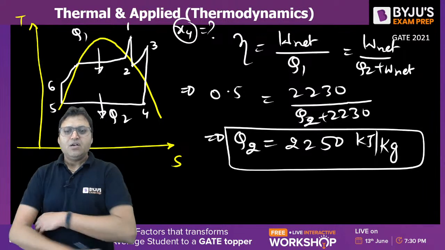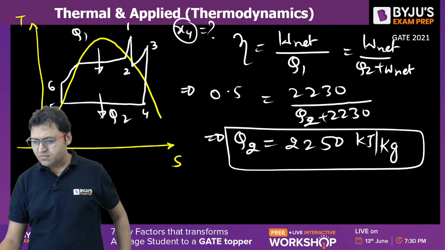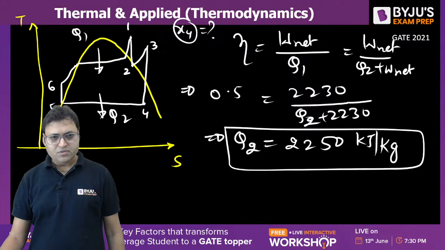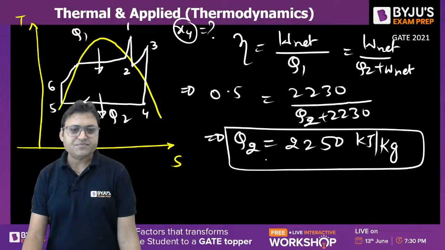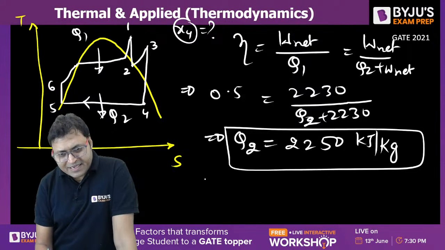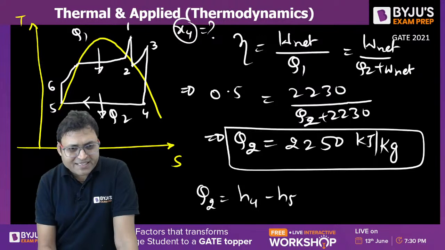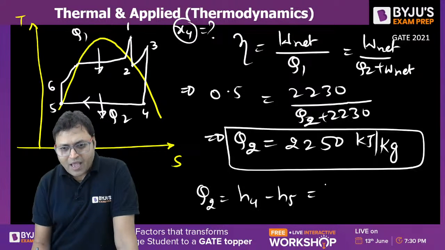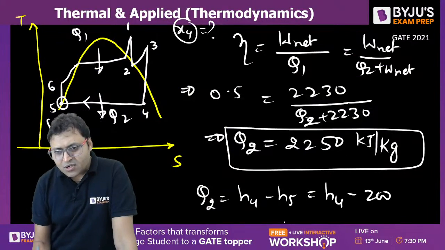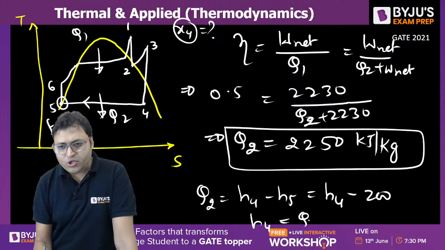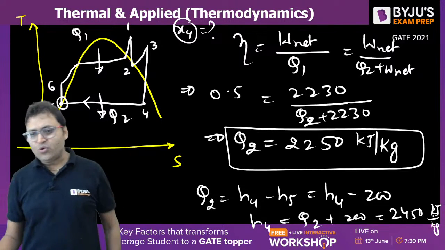Or that is H2 actually. We can call it H2. Not H2, it is H4 minus H5. Q2 is equal to H4 minus H5. And what is H5? H5 is the saturated liquid, 200. So H4 will be equal to Q2 plus 200. So that is 2450 kilojoule per kg. H4 will be equal to 2450 kilojoule per kg.